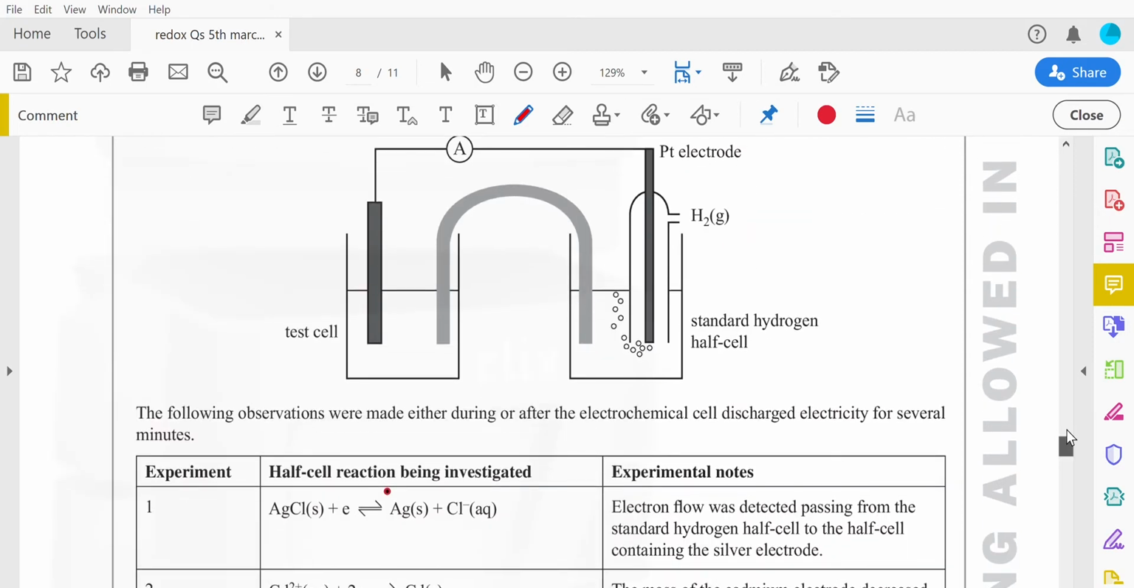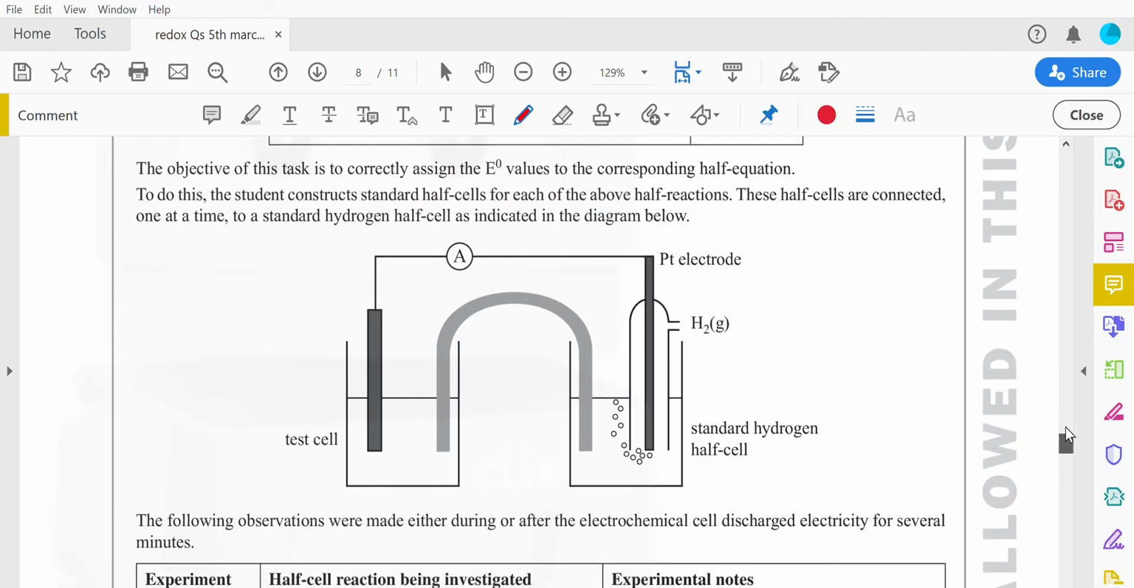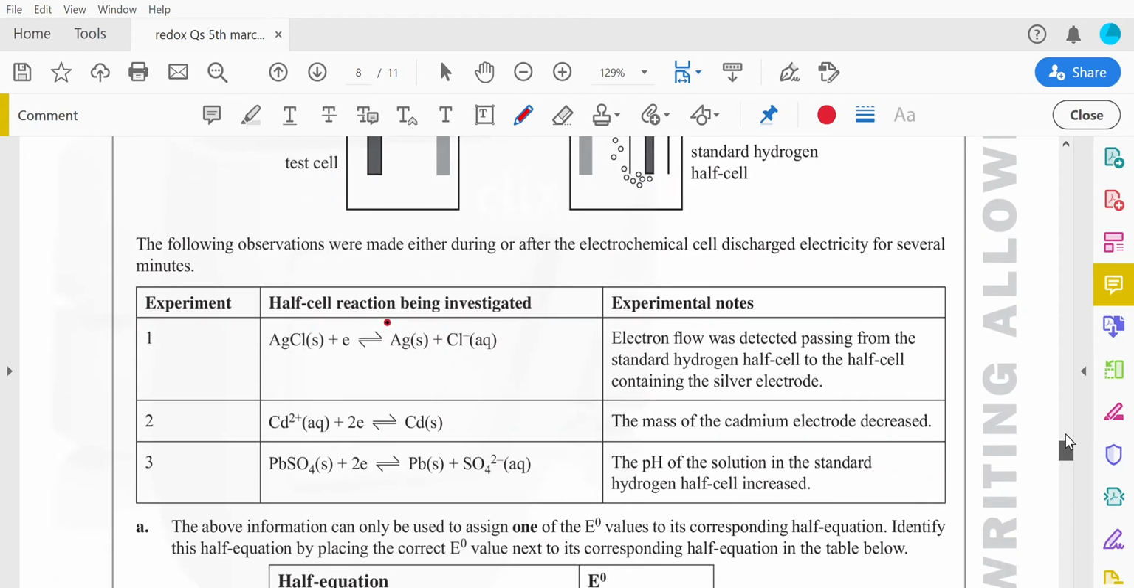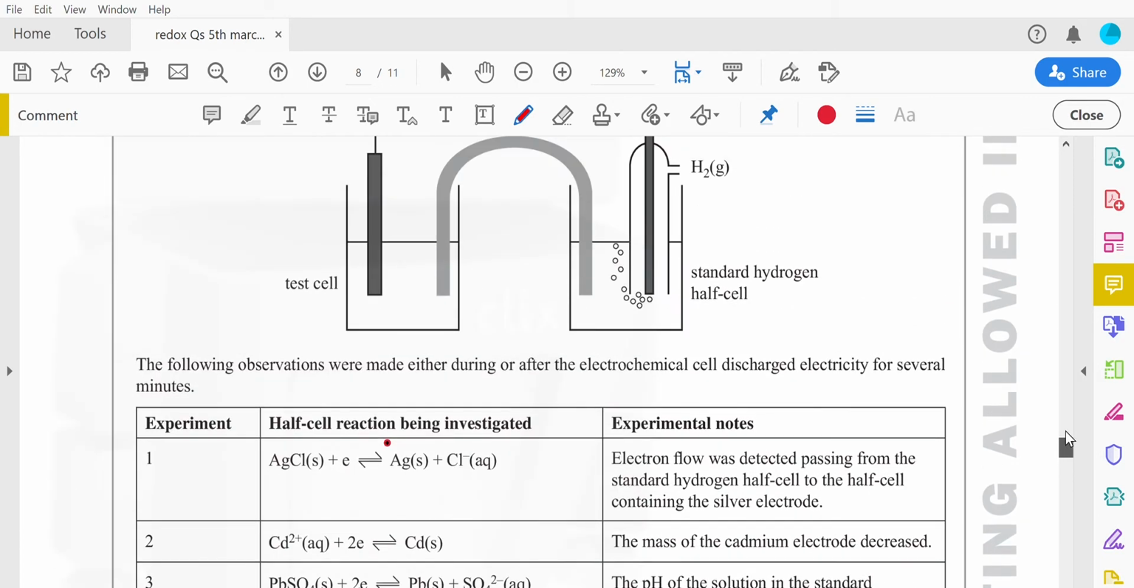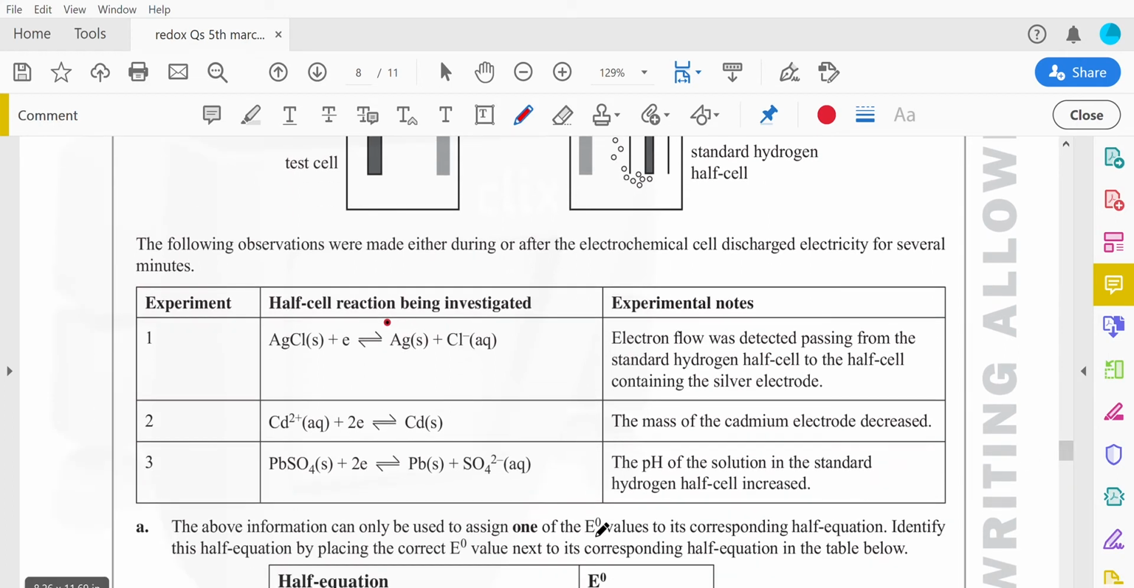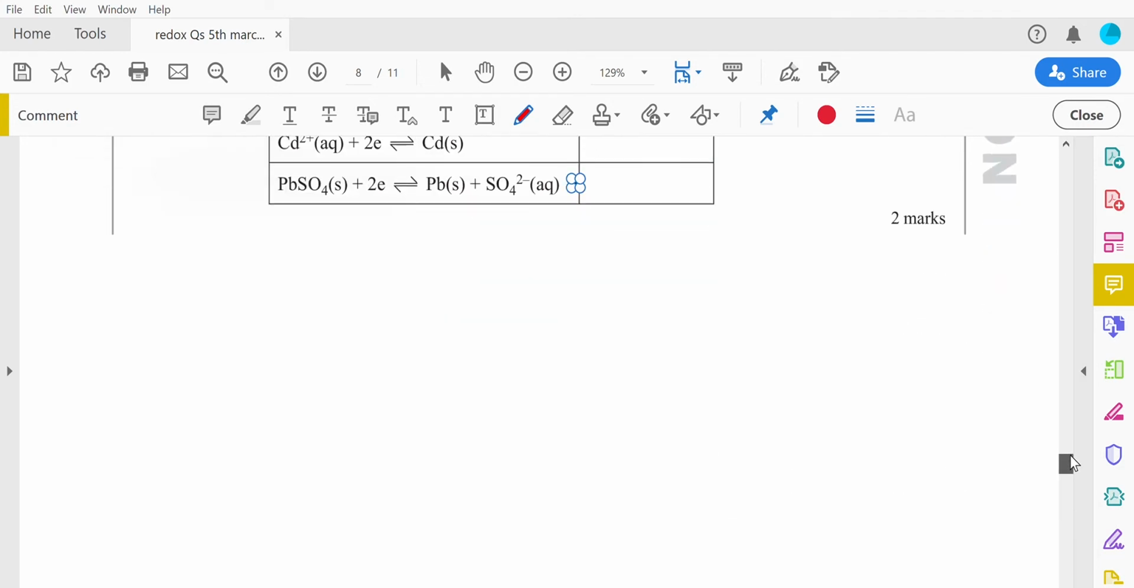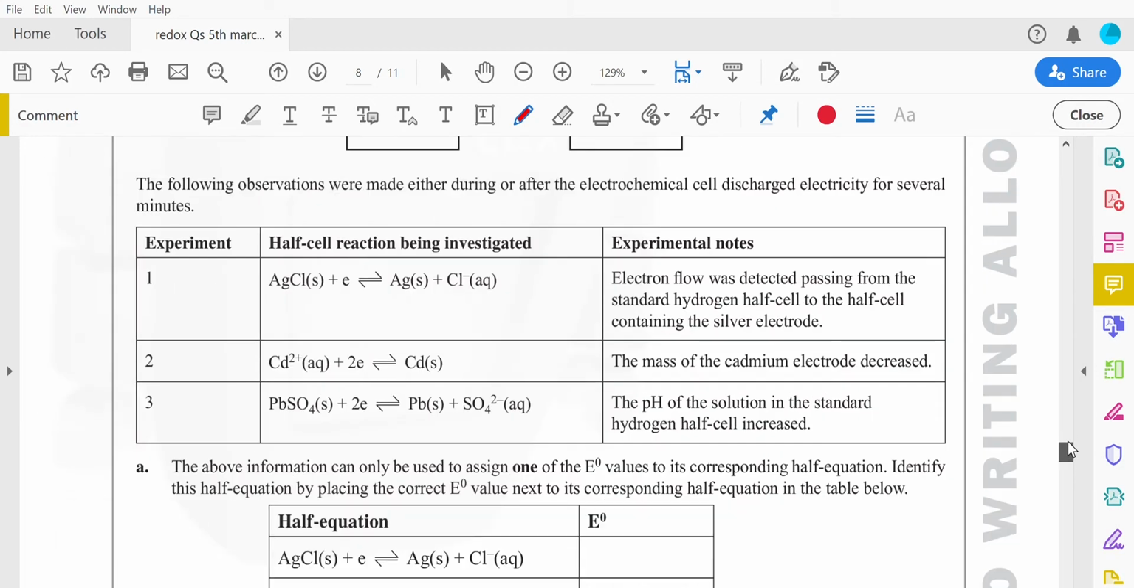So, a student constructs half cells, measures them against the standard hydrogen half cell, which everything is measured against in the electrochemical series. And the following observations were made either during or after the electrochemical cells discharged electricity for several minutes, and the above information can only be used to find one of the standard electrode potential values to its corresponding half equation. So identify this half equation by placing the correct standard electrode potential value next to its corresponding half equation in the table below. And that's what the question is asking you to do for this first bit.